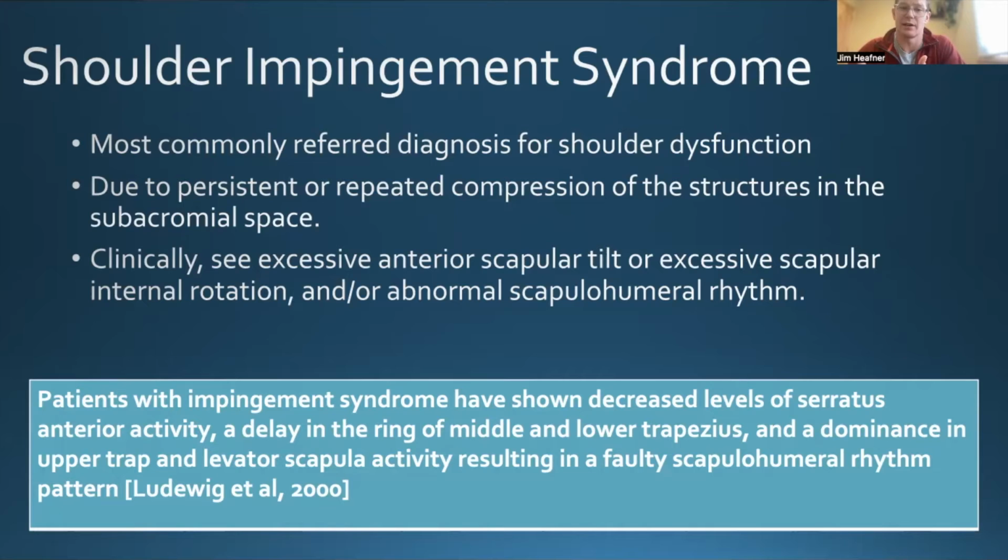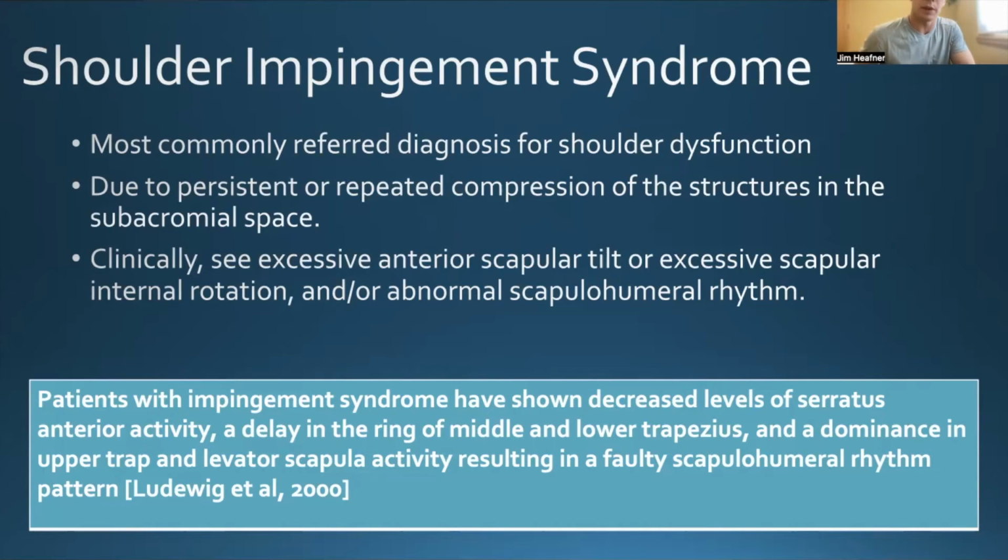Clinically, we see this with an excessive anterior scapular tilt or excessive scapular internal rotation, and often associated with abnormal scapulohumeral rhythm. And this makes a lot of sense. If someone comes in and their shoulders are getting pulled forward this way or too much rounded internally, that chronic position is going to limit the ability for the humerus to get into the proper position. Now, as you can see, the position of the rib cage and the thoracic spine is really important for what happens at the glenohumeral joint. So we need to be considering the regional structures as we're dealing with shoulder issues.